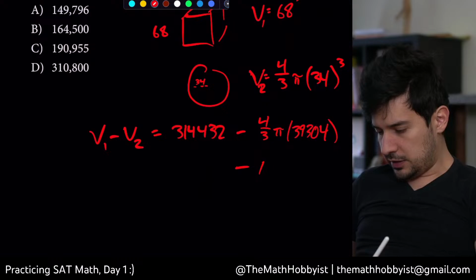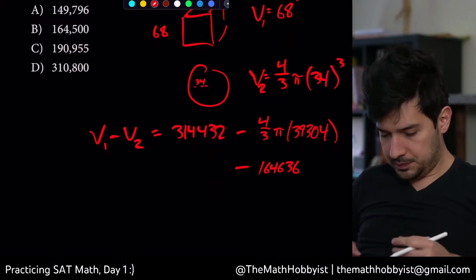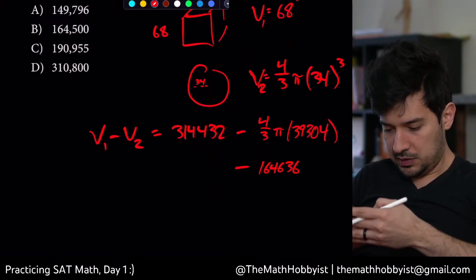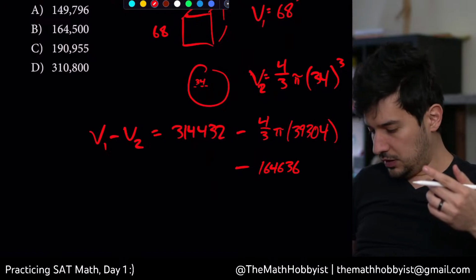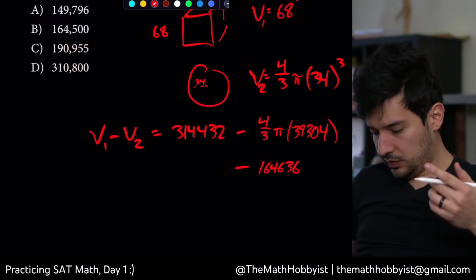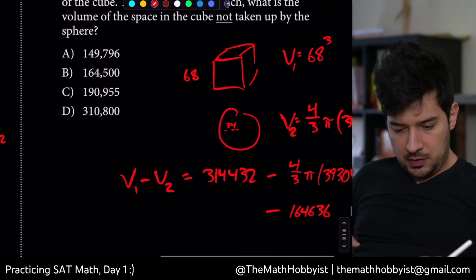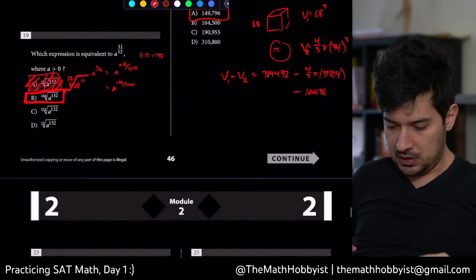So this is subtracting 164,636. And this is going to be enough accuracy. We don't need to write things out precisely. 164,636. 149,796. That's what I got.